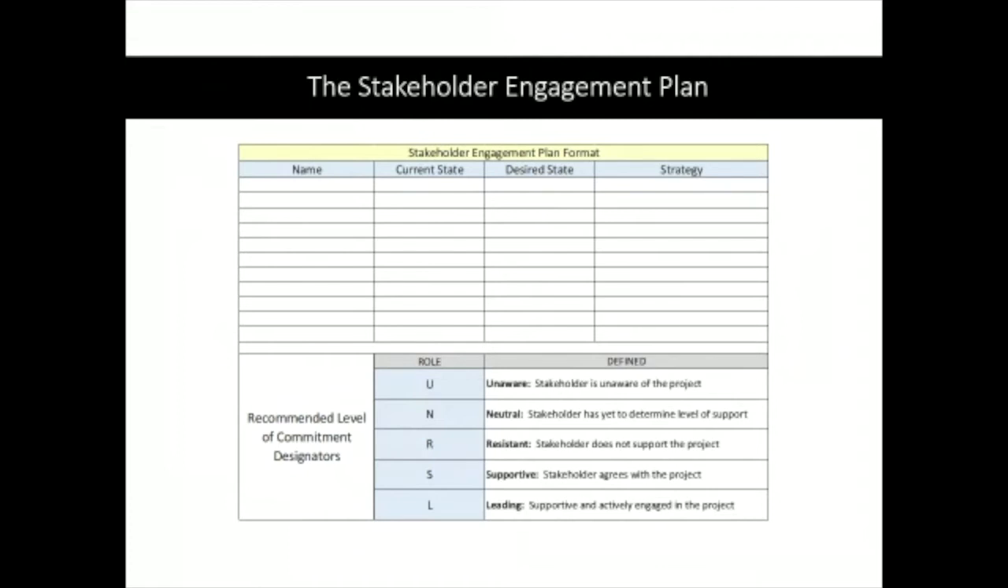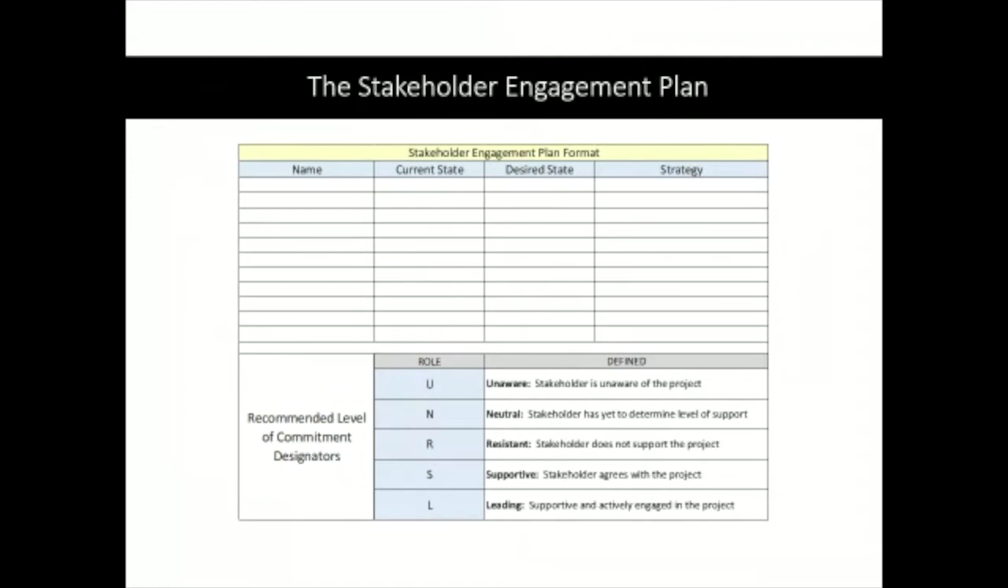So what are some current states? Unaware. Well, if a stakeholder is unaware of the project, maybe you want to keep them unaware. Well, maybe your strategy is to not send them any information about the project. My grandmother used to say, sometimes too many hands spoil the broth. Now, you may have a stakeholder who is neutral. Maybe you're happy with them neutral, but maybe you want to move them to a higher state.